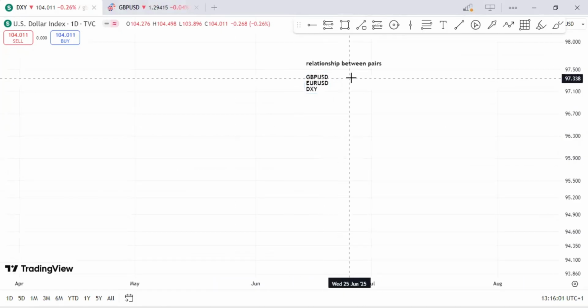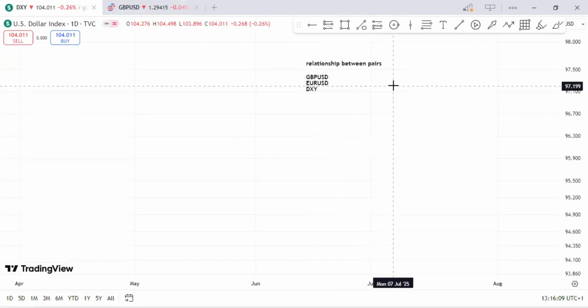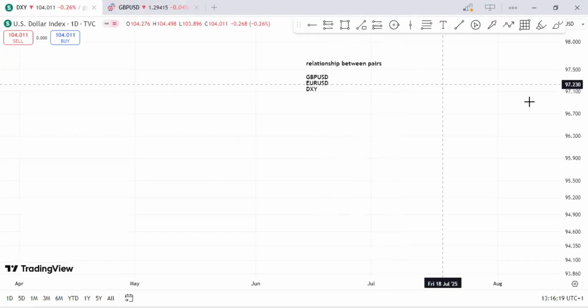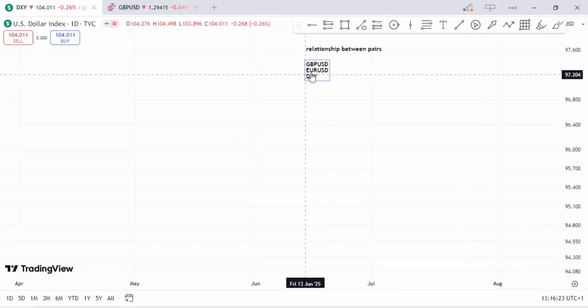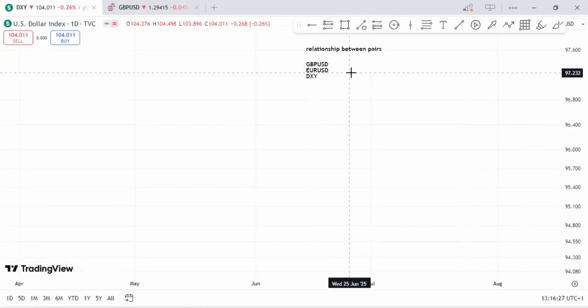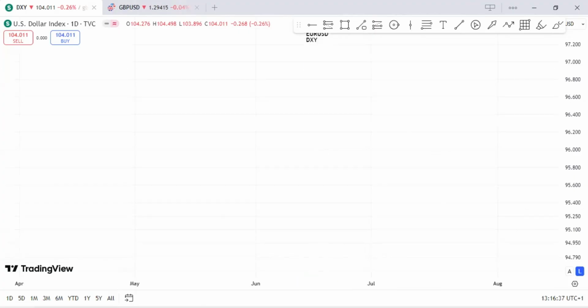GBP, the other name is pound. That's the currency that is being used in the United Kingdom. Euro itself is the currency that is used in Europe, in countries like France, countries like Spain, and the rest of them. So most of the European countries actually use euro to trade. So generally, there's a relationship between GBP, which is the pound, and euro. They usually move together. They correlate.